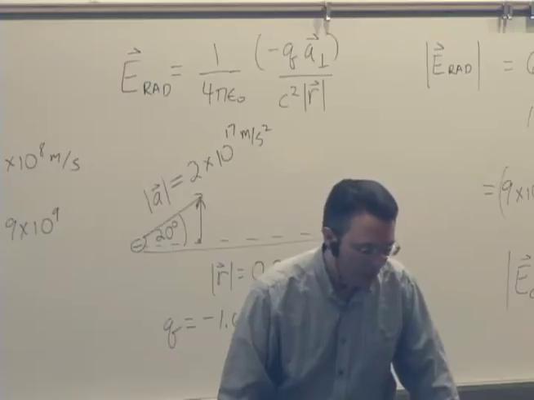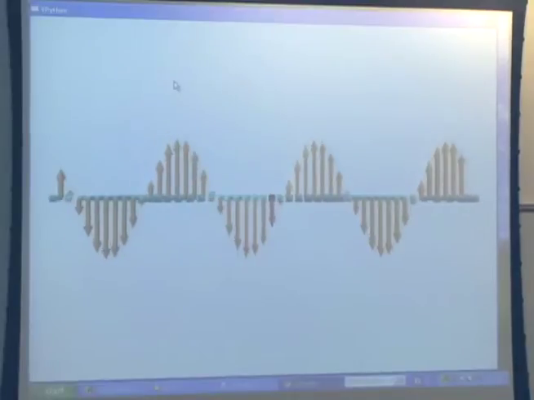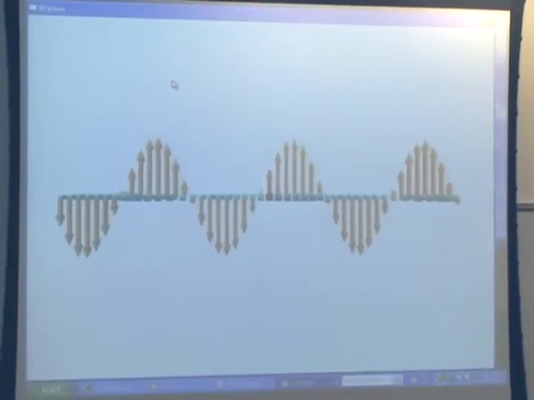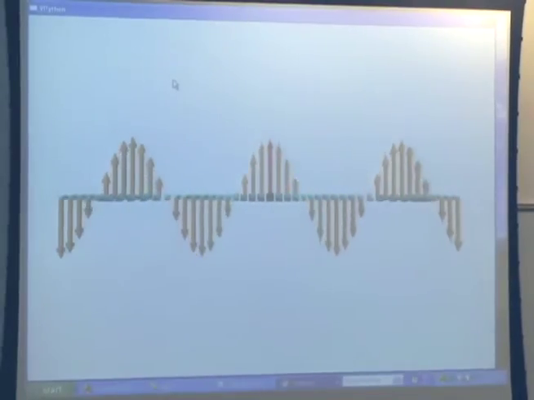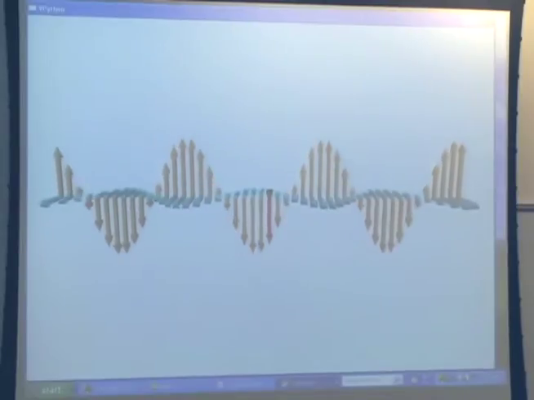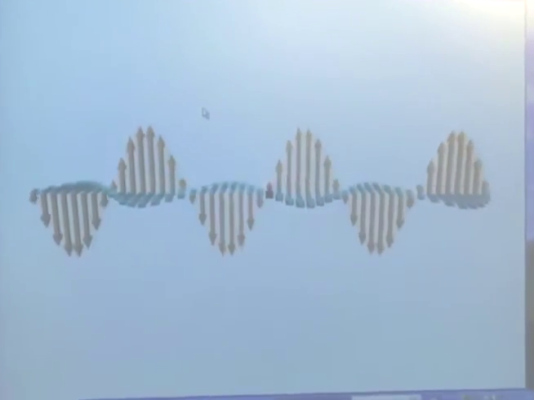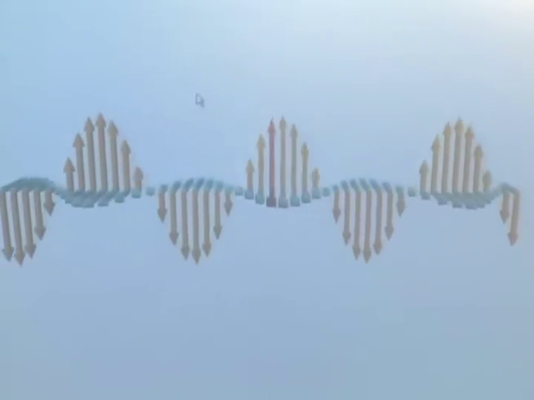Let's take a look at something we had looked at before. So we saw this last time, right? Sinusoidal electromagnetic radiation propagating to the right. We said that's possible because it satisfies Maxwell's equations. Now, based on what we've talked about, how do you get sinusoidal electromagnetic radiation in the first place? What do you need to have happen?